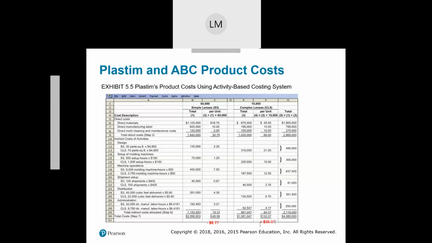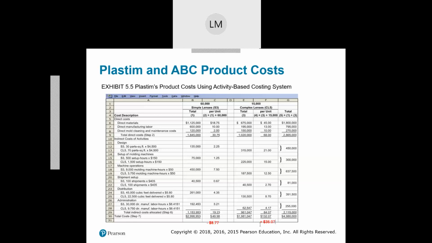So there's an example of how activity-based costing is beneficial to getting more accurate product costs. And in this case, the reason that drove Plastum's search for an activity-based costing system is because they were threatened by another competitor who was going to sell it for less than they thought they were even making it for.